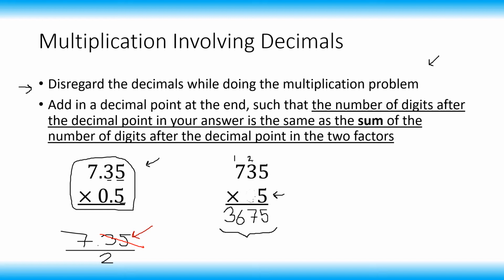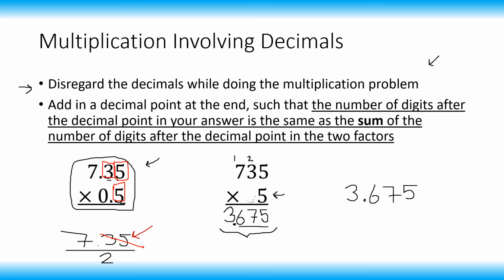But if we go about it the decimal point way, then we've got 1, 2, 3 digits after the decimal point in our two factors. Once again, we don't care what the digits are, we just care that there are 3 of them, and that tells us that we need to make sure we have 3 digits after the decimal point over here. So then we slot in our decimal point right there and get an answer of 3.675. And that's the answer to this multiplication problem.